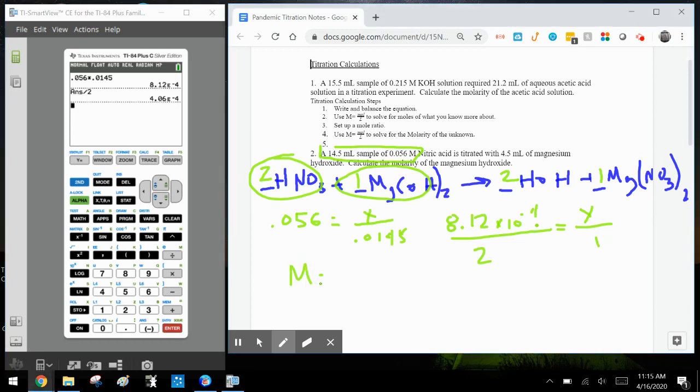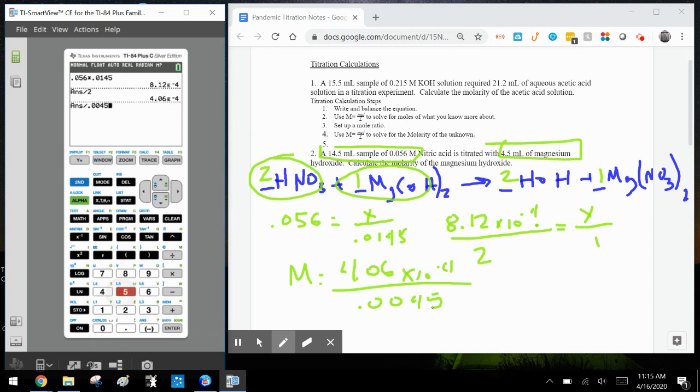So I know the moles of base, which is 4.06 times 10 to the negative 4. I know the volume of the base that was used in the reaction. So all these numbers come from a lab in which that you'll see on Wednesday's video. And so now I need to change 4.5 milliliters into liters. And so that's going to be 0.0045. And I have all my work in my calculator, which is pretty neat, that I just need to divide by my volume of base. So 0.0045. And this gives me the strength of my base. And my base's strength is 0.09 molar magnesium hydroxide. And that's what a titration calculation will look like.